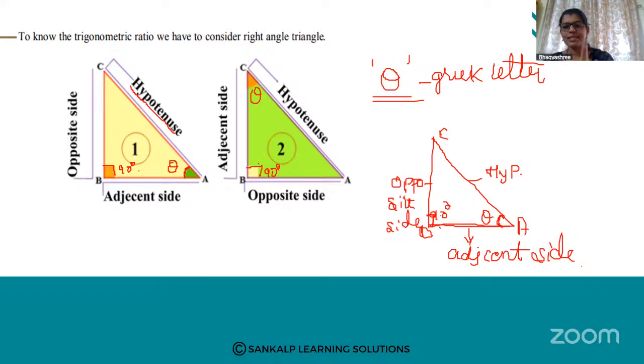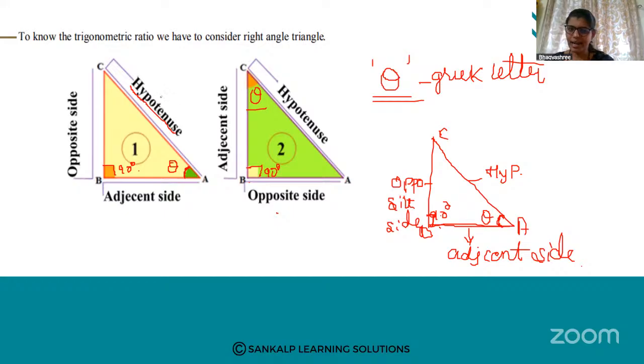Which one is the opposite side and which one is the adjacent side, right? See, the side which is opposite to the 90 degree, that is the hypotenuse. So AC is the hypotenuse. Okay, one thing is clear. Next, what to do? The opposite side is the side opposite to the theta. Now theta is here. The side opposite to the theta is AB. That means AB is the opposite side. And where 90 degree and theta lie, that line we call the adjacent side.